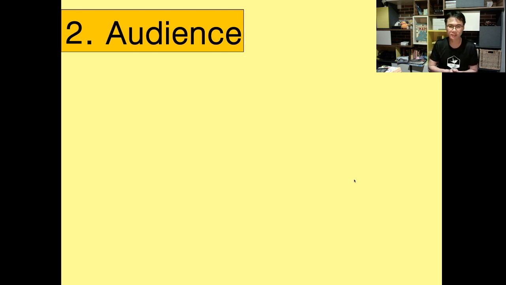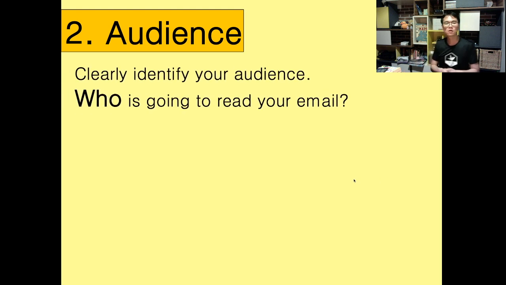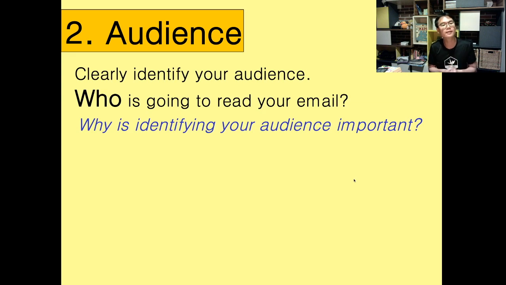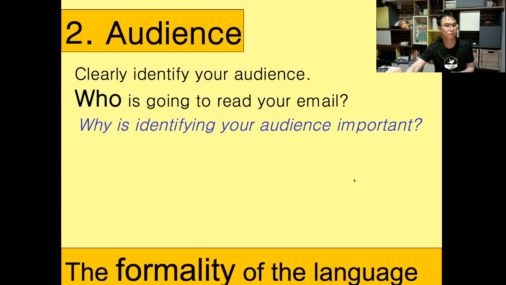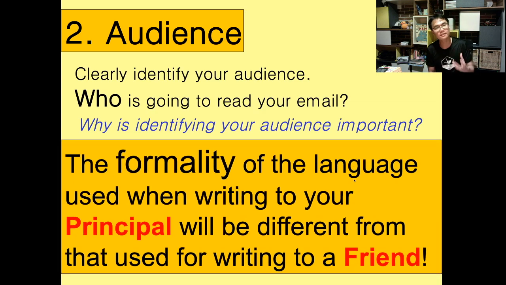Secondly, and equally importantly, who are you writing this email to? And this is going to determine quite a lot of things, as we'll see. First of all, clearly identify your audience. This is found in the question. They'll tell you who you are writing to. Why is identifying who very important? Simple reason. The formality or the kind of language that you use, the tone of respect or the tone of friendliness that you use will very much depend on who you're writing to.